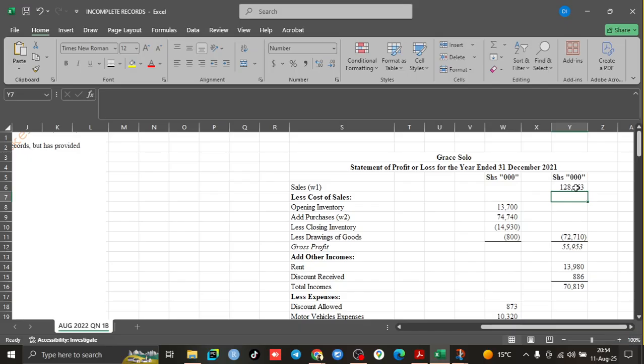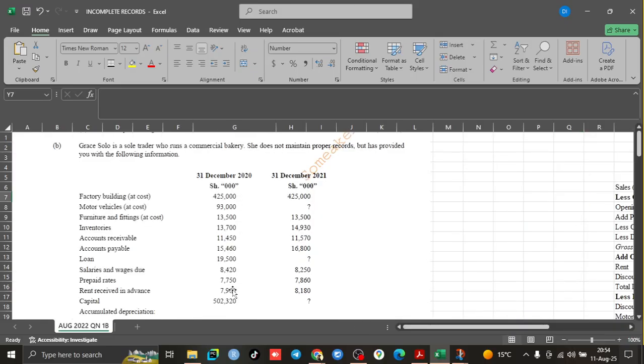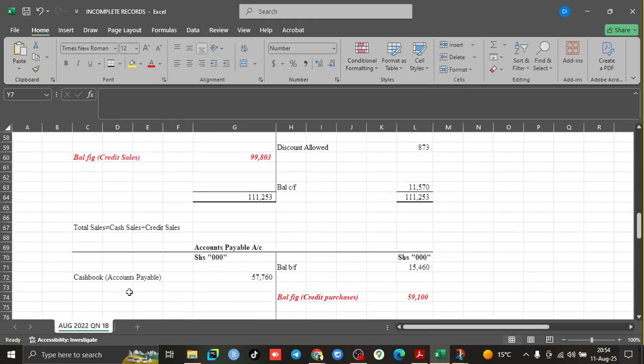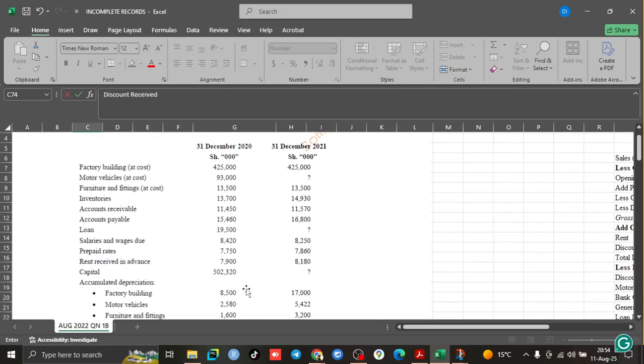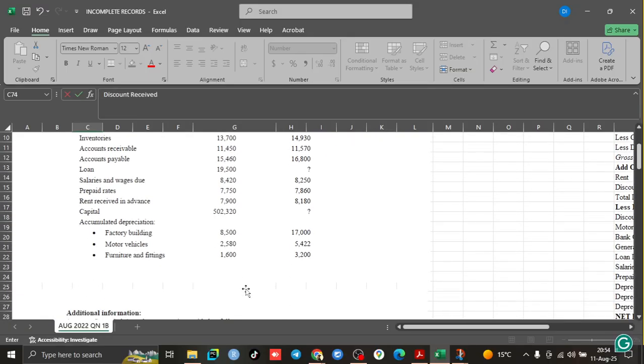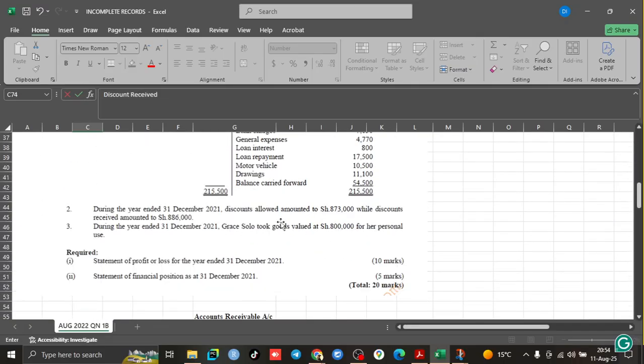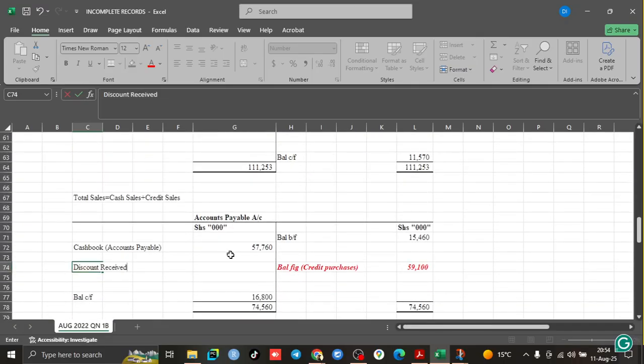So I had forgotten to include discount allowed and discount received. Now discount received comes on the debit side of accounts payable. So discount received as well. We received a discount of how much? Discount received, not 3 or 2, 886. So if discount received is 886, the total will definitely change.